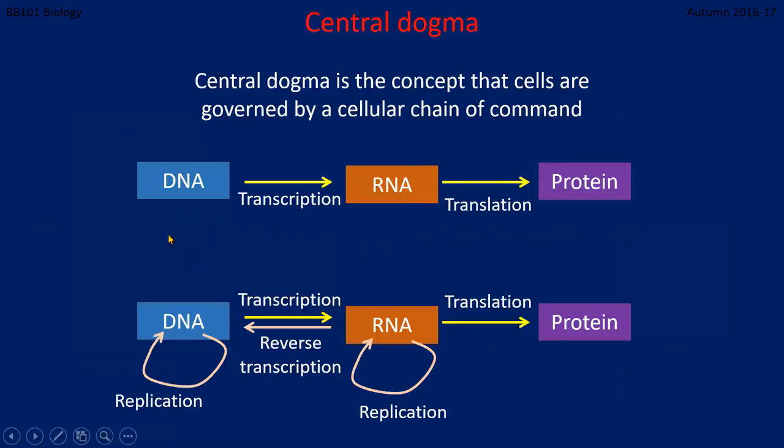Initially, the central dogma theory was like this. It's a concept that tells you how the cellular chain of command has to be followed. In prokaryotic and eukaryotic cells, there is a regular mechanism from DNA to RNA, that is the transcription process, and from RNA to protein, that is the translation process.